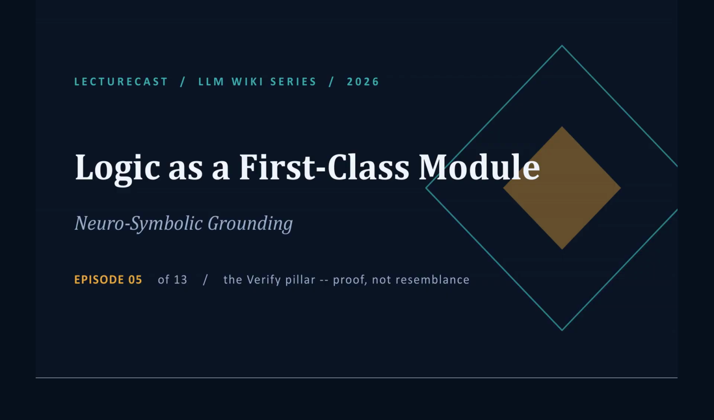But last episode left us with an uncomfortable number. When we asked the model to find contradictions in its own wiki, it was wrong 8 times out of 10. Words alone cannot guarantee logical consistency. So today we give the wiki something it has never had, a layer of formal logic, a part of the system that does not summarize, but proves.